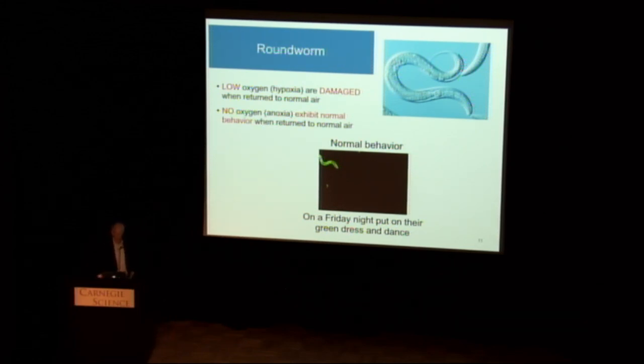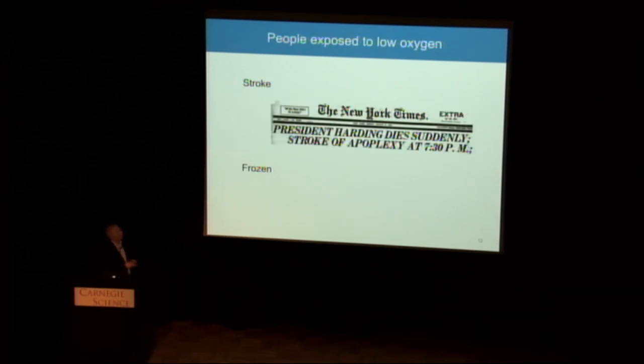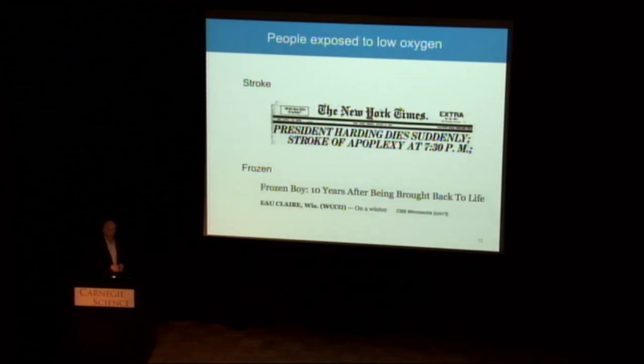So now let's contrast that and think about people. What happens to people when they're exposed to low oxygen? They can be exposed to low oxygen by having a stroke or, for example, being frozen. People exposed to low oxygen for a long time when they have a stroke, unfortunately, like President Harding, end up dead. The people that are frozen are dead, but remarkably, after significant time, if they're warmed properly, they will come back to life. So the question is, what is the difference between these people and the ones up here? Why is it they come back to life?